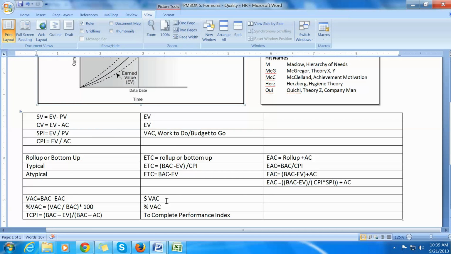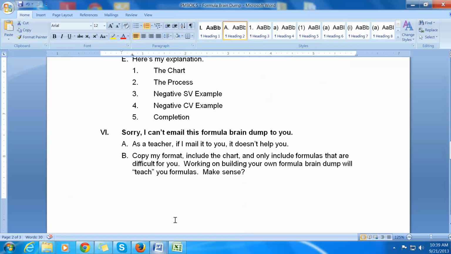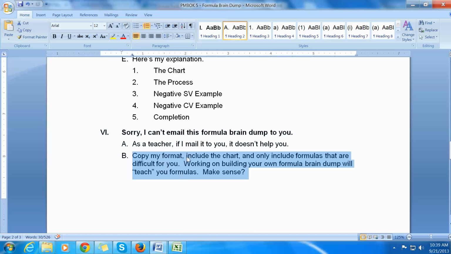So I'm hoping that you will take my advice and you will copy my format, include the chart, which is really important, and build your own formulas. Now, if you really, really struggle with this and you have trouble, I might consider sending it to you. But I want you to try it. You need to work it and build it.